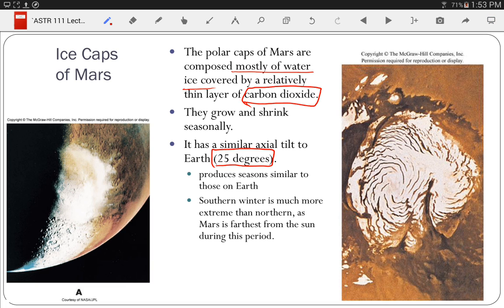Underneath, believed to be water. I say believed to be, because with spectroscopic measurements, looking at the absorption spectra, they can determine that they must have water under there.